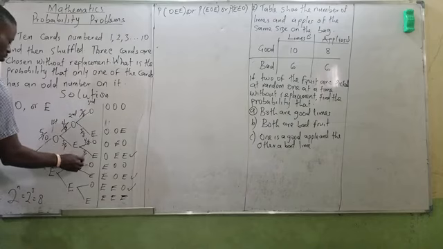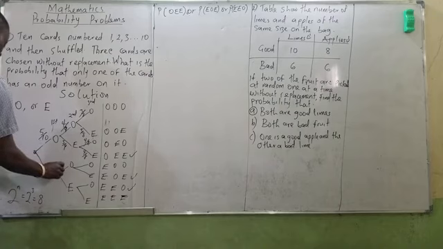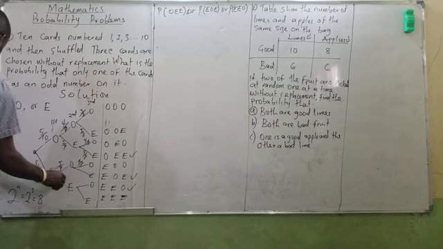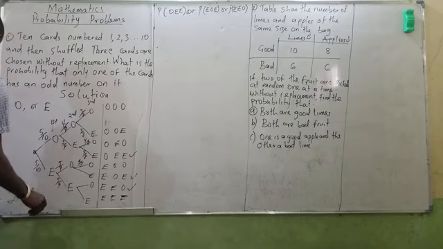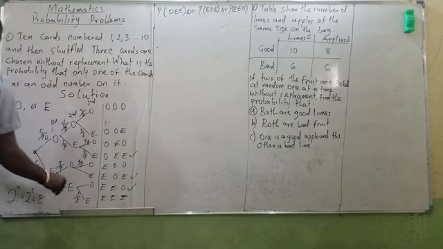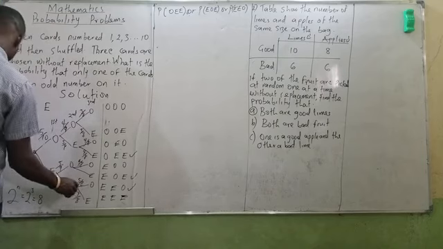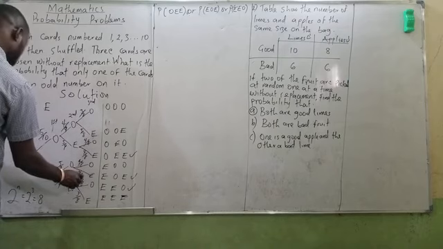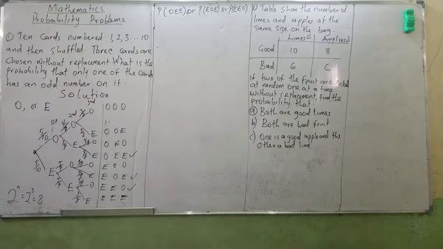This one will be 4 all over 8. And here will be 5 all over 10. Here will be 5 all over 9. And here will be 4 all over 8. And here will be 5 all over 9. And here will be 3 all over 8. And here will be 5 all over 8. And here will be 4 all over 8. Now, please take note of that very well.